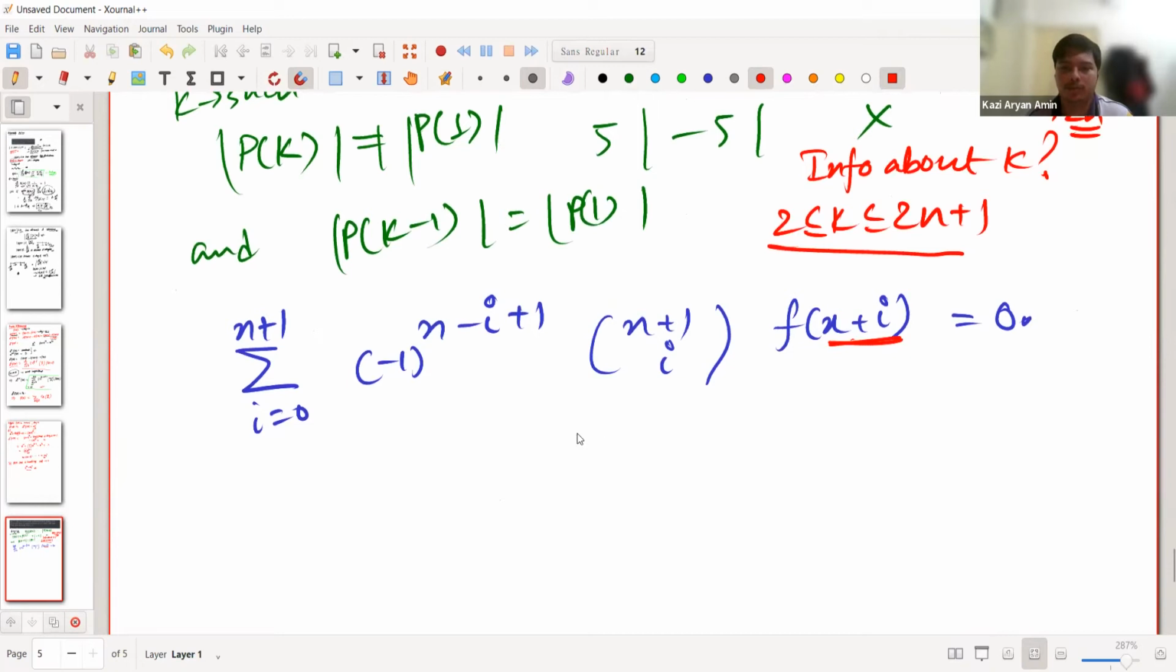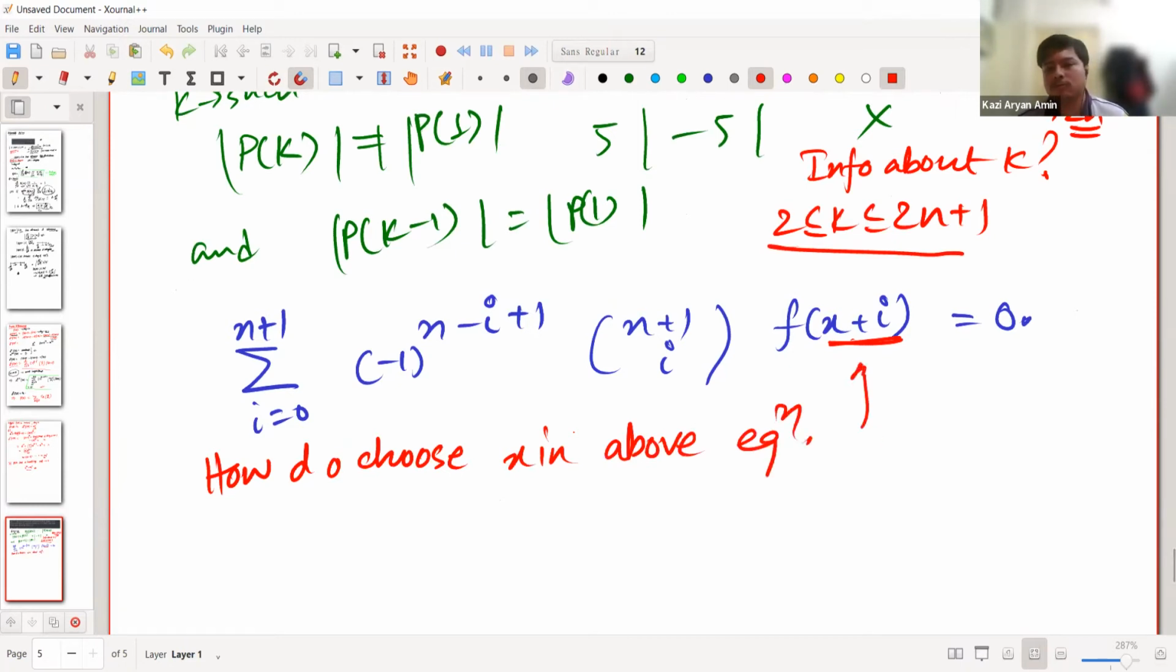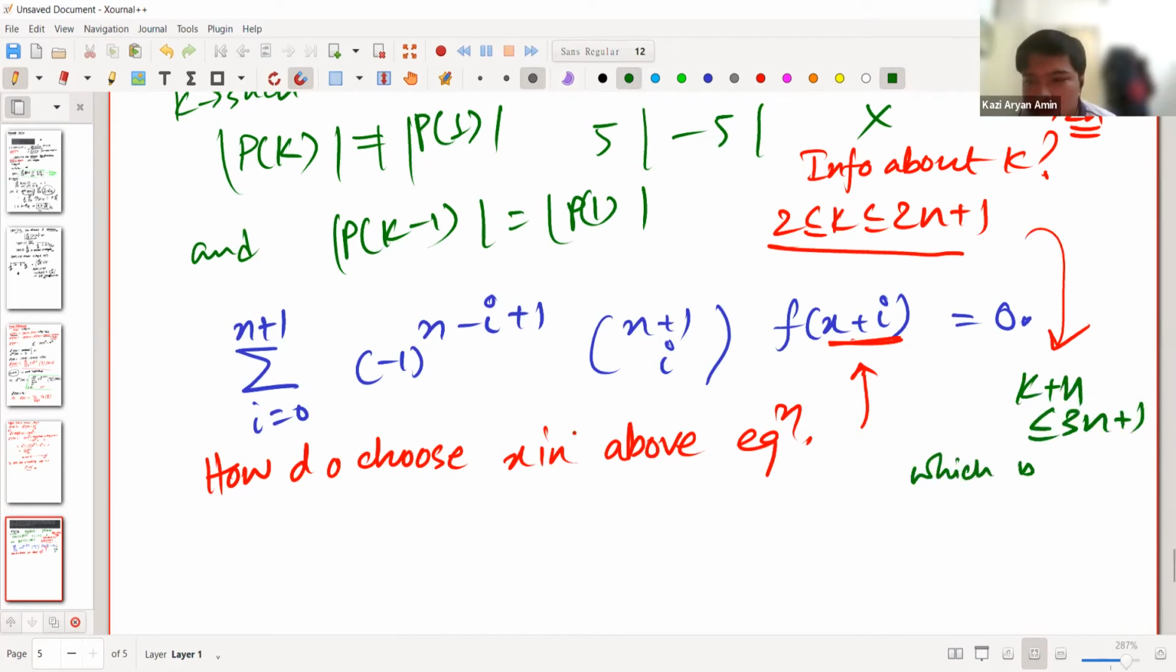So what is our choice of x for this equation? How do you choose x? Remember one thing: we do not know any information about P(3n+2). Whatever we know is up till P(3n+1), and we also know that k plus n is at most 3n+1, which is kind of why the problem works.